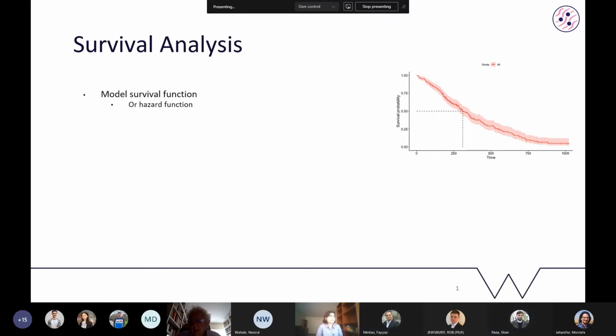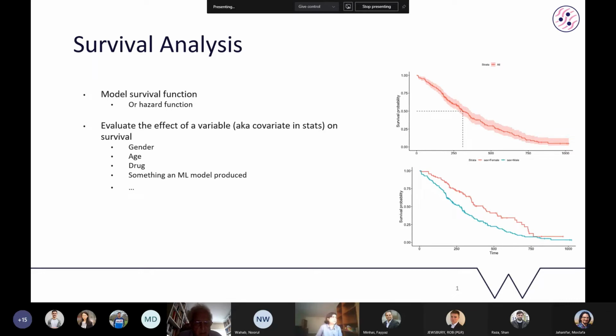So when we talk about survival analysis, we are typically interested in two things. One of them is definitely the modeling of the survival function, or equivalently the hazard function, for example, like the one you can see on the top right of the screen. The second goal is to evaluate the effect of a variable, commonly known as a covariate in statistics literature, on survival. It can be gender, age, drug, or something your machine learning model produced. So we are interested in seeing whether those particular variables have an effect on survival or not.